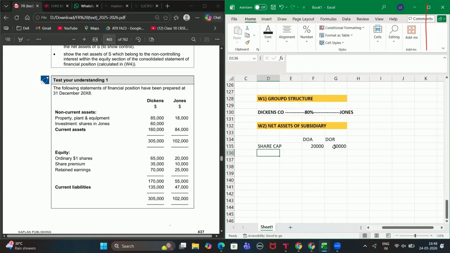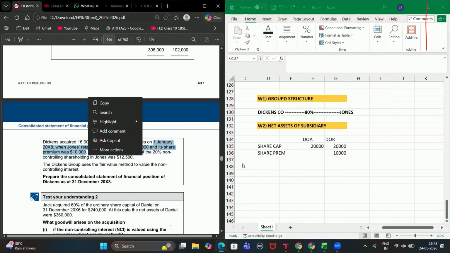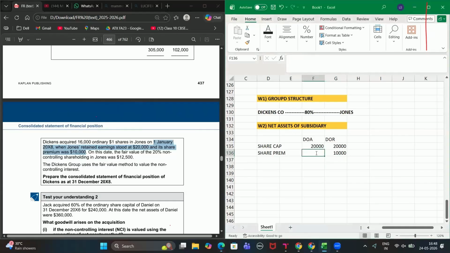What next? Share premium. You have share premium. What is the share premium at date of reporting? It is 10,000. Now coming to the question, here we can see that the share premium was 10,000 at the date of acquisition. So what is the share premium at date of acquisition? It is also 10,000.